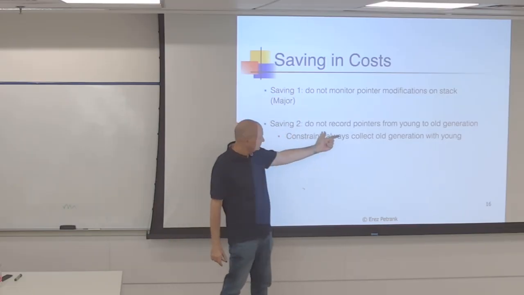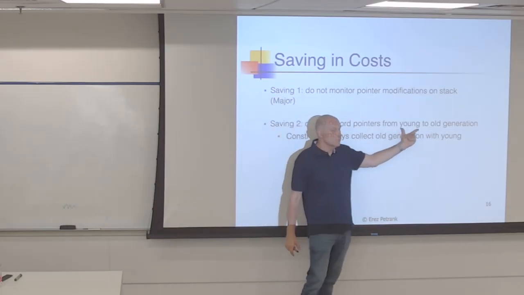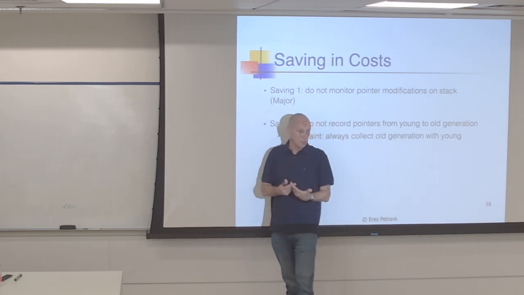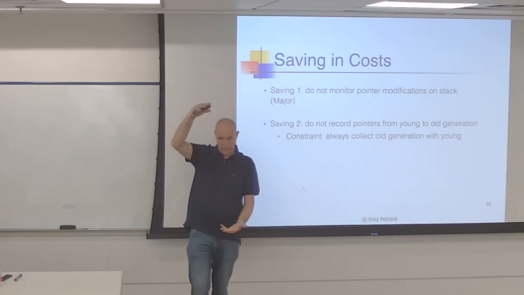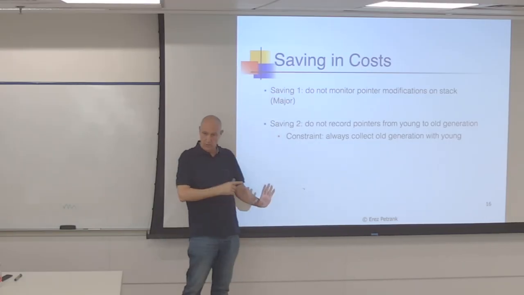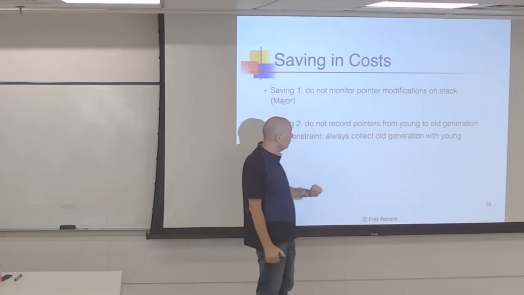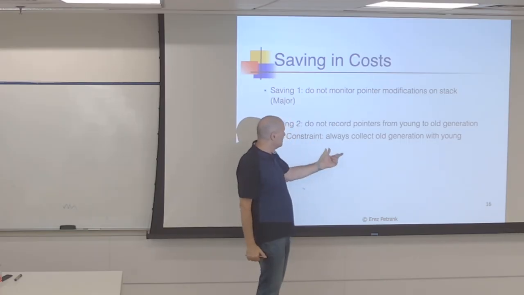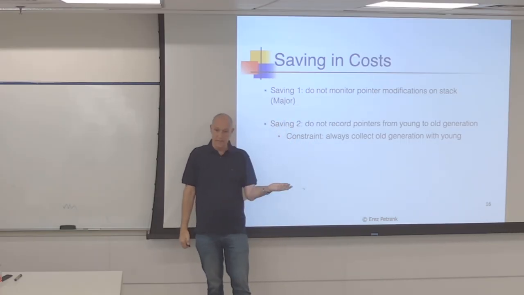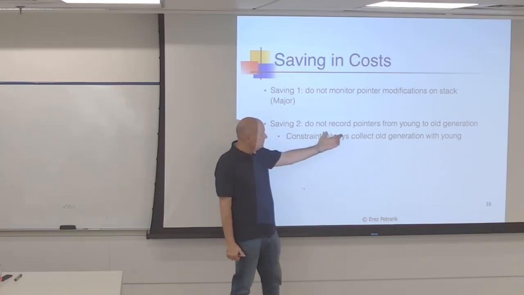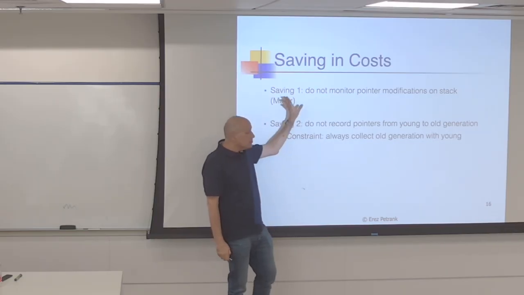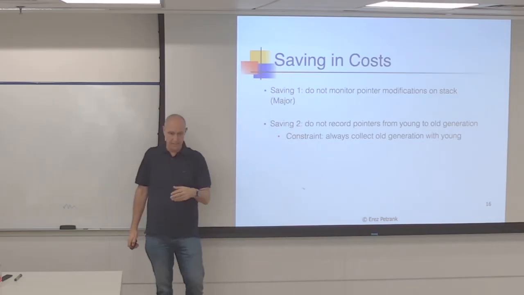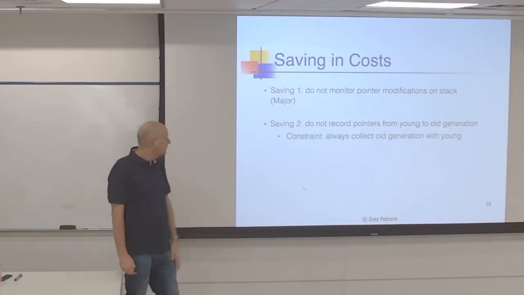We also do not record pointers from the young generation to the old generation, because we collect the old together with the young, and so we don't need to know if the young points to old. And this buys us another saving, because most of the intergenerational pointers are from young to old. These are the two savings that we get by doing it this way. Okay?